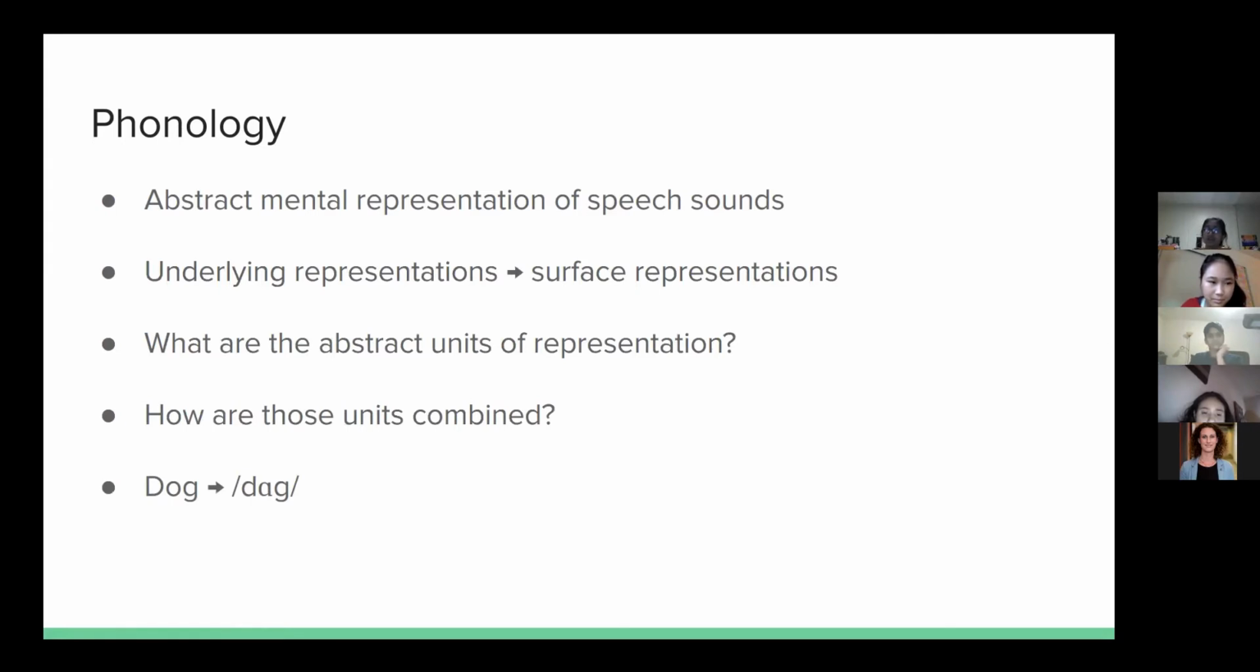Okay. So this is one of the examples of what I meant by underlying to surface representation. On the right we have "dog" written in the phonological alphabet. It's called the IPA, the International Phonetic Alphabet. That is what we mostly use for transcribing speech sounds, because it gives us a unified measure to write speech sounds in the various languages of the world.